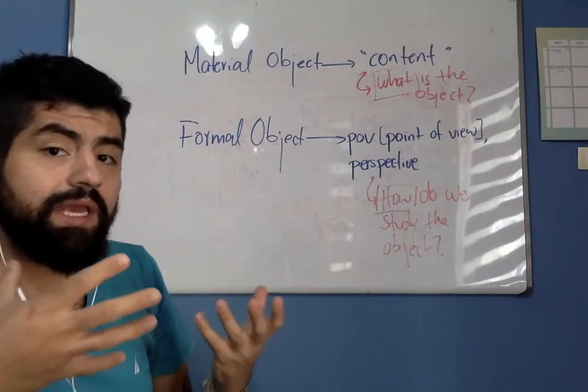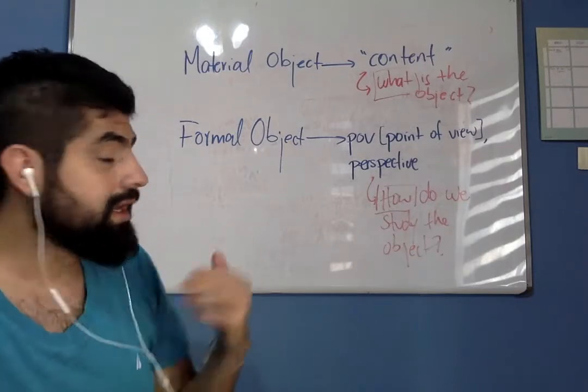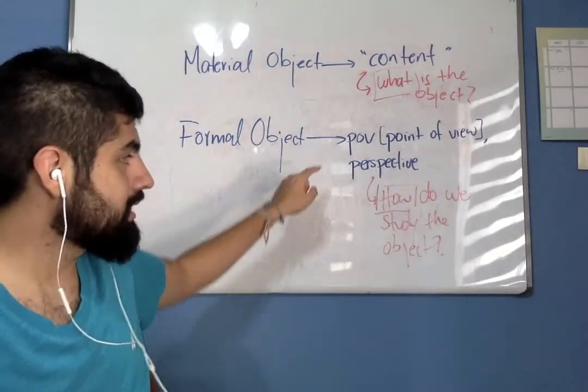On the other hand, we have the formal object, the shape of the water, the shape of the bottle. So in this sense, the formal object is the point of view.